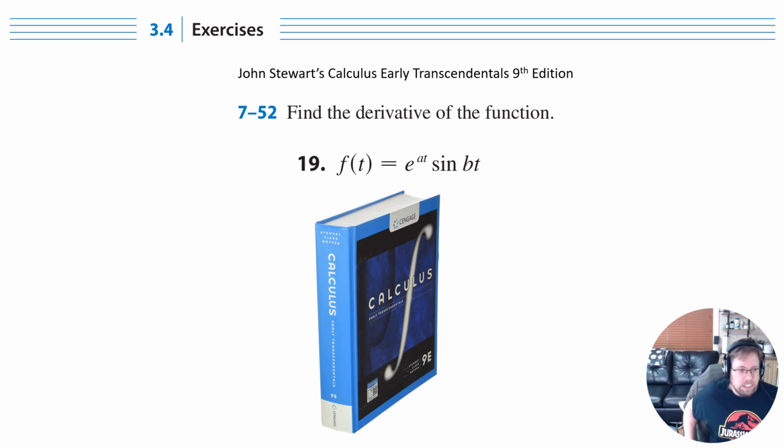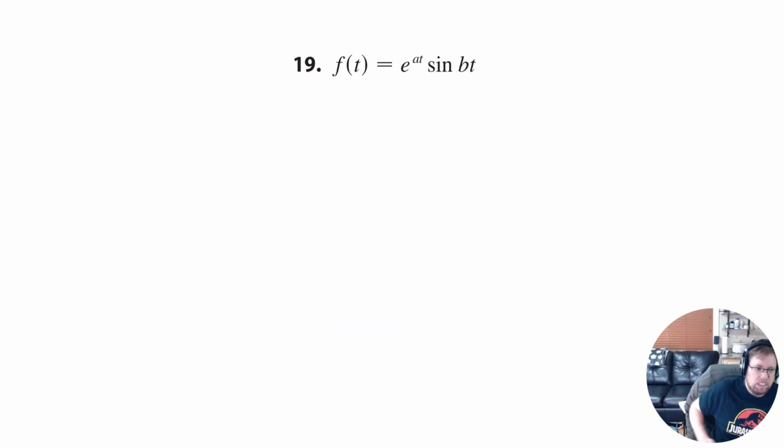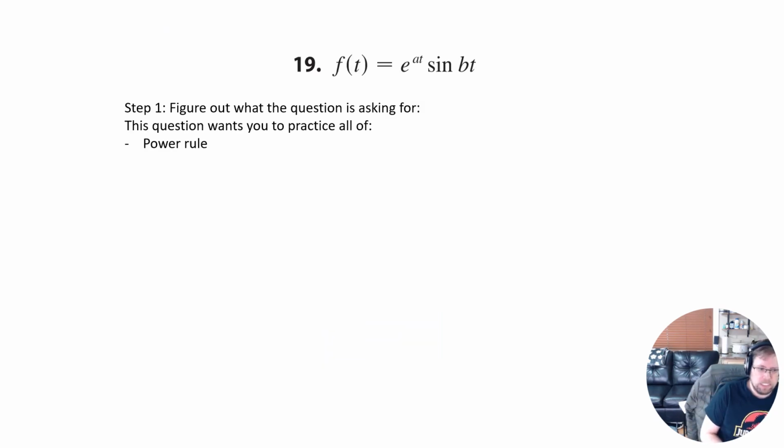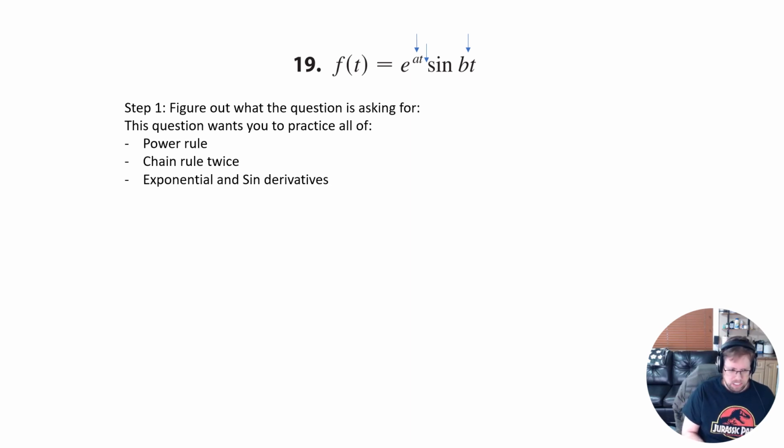We're doing question 19 of 3.4 right now. Okay, so let's jump right in. So what is this question asking for? It wants you to practice all the following. First, there's a power rule, because you have two things involving t and they're being multiplied by each other. Second thing, you have basically two instances of the chain rule, one here in the exponent function and one in the sine function. So you're going to need to know the derivatives for exponential and sine.